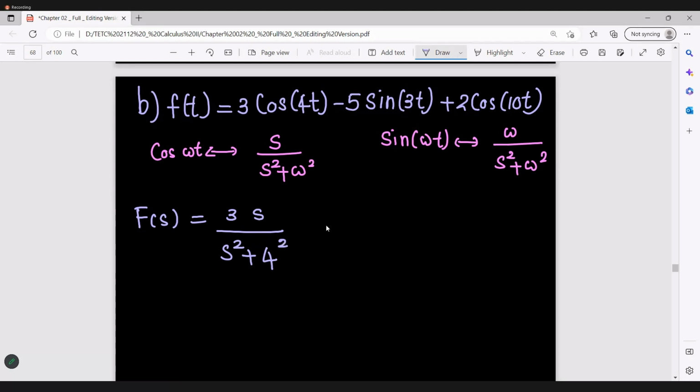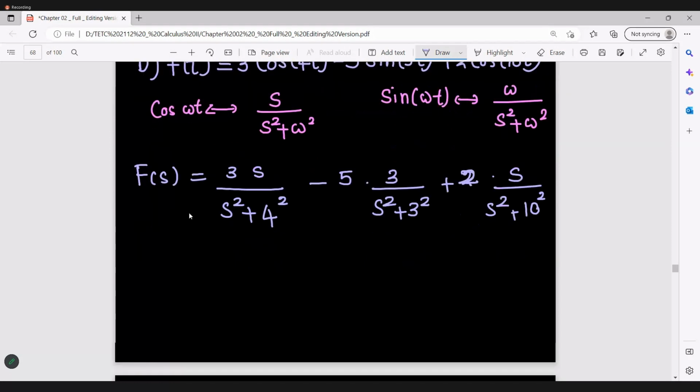Then next one, minus 5 times sine 3t. For sine omega t, the numerator is omega and the denominator is s squared plus omega squared. But here it is sine 3t. So what is omega then? 3. So how to write the expression? 3 over s squared plus 3 squared. Last one, 2 times cos 10t. Here omega is 10. So the answer is s over s squared plus 10 to the power 2.